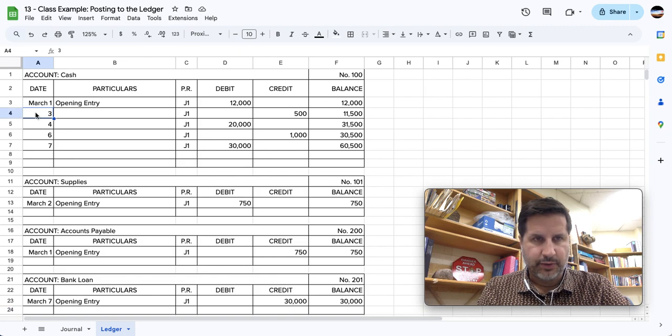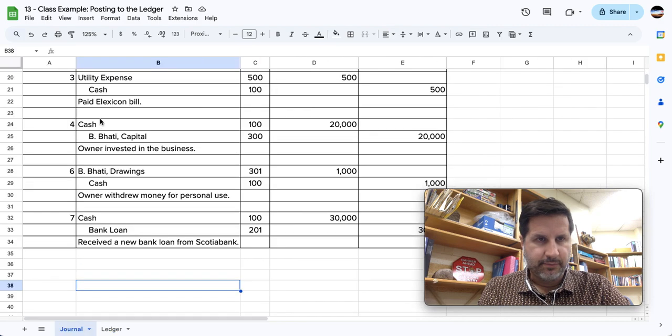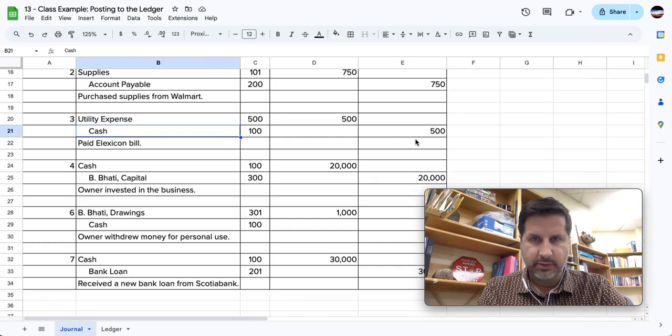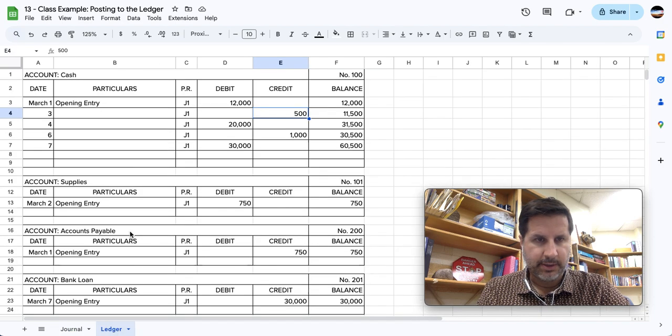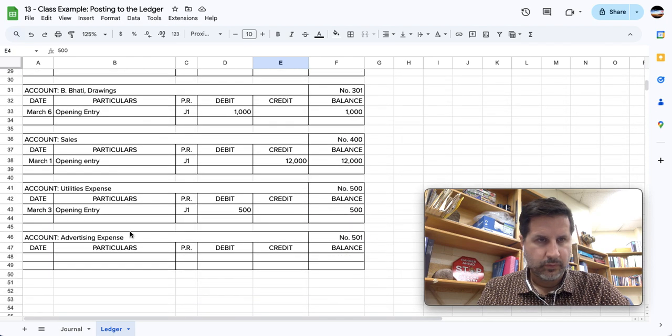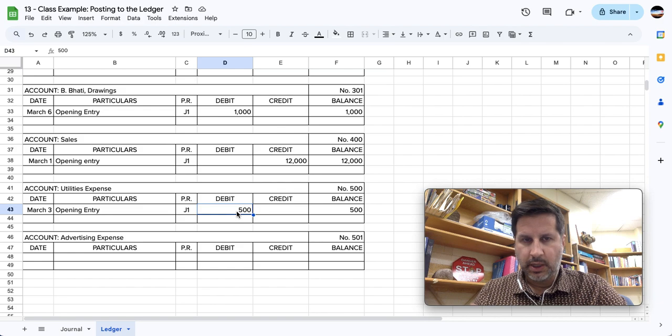So it's saying on the 3rd of March, on journal page 1, there was a credit of $500. So if I go to the 3rd of March here and I cross-reference cash, there was a credit of $500 because I paid a bill. So there should be, under utilities, a $500 debit. So under utilities expense, on the 3rd, there's a $500 debit. So it creates a bit of a check and balance for us. If we've made a mistake in our journal somewhere, we can check our ledger or vice versa. And that's what we'll do.